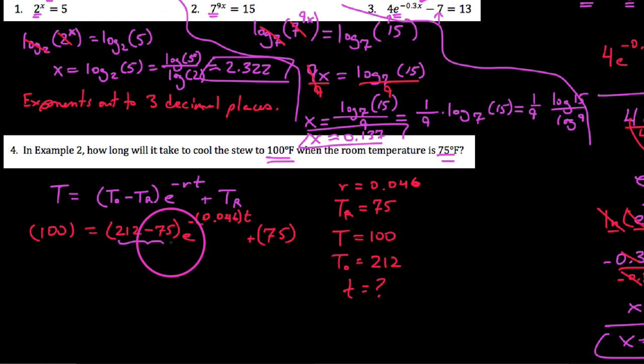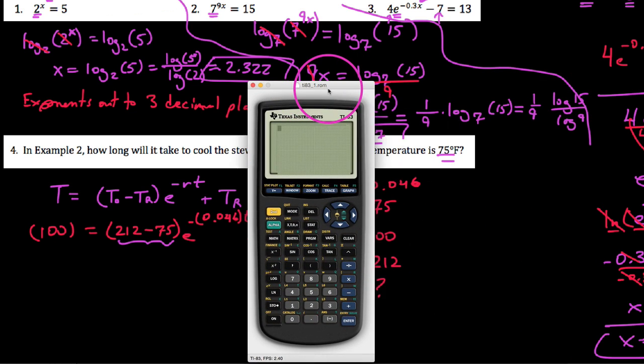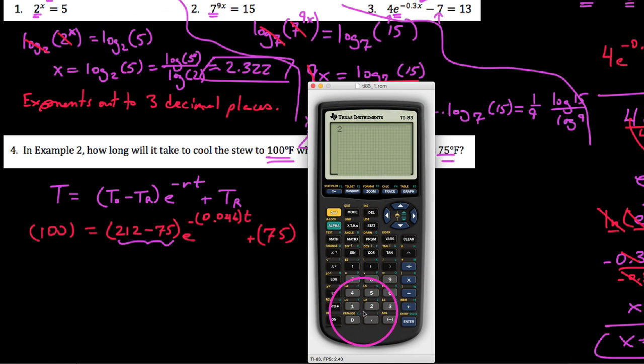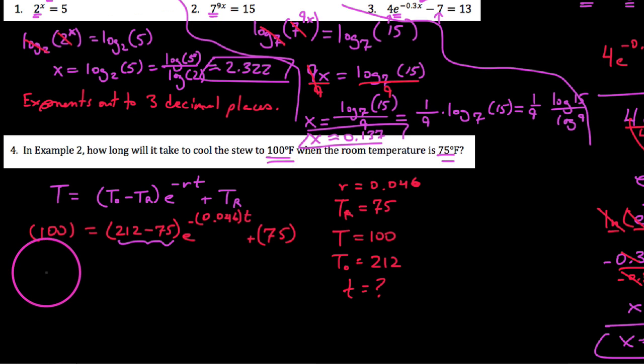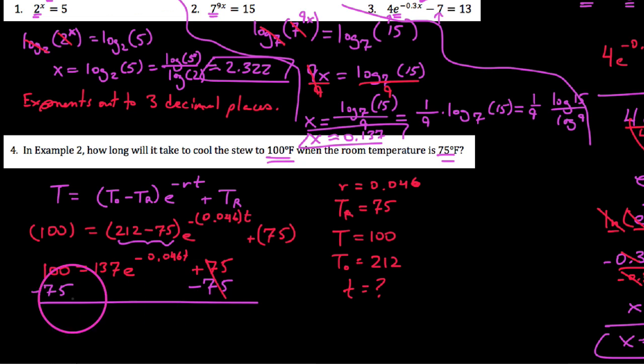So simplifying this part first here, let's get our calculators. We'd say 212 minus 75. It's equal to 137. So we have 100 is 137 e to the negative 0.046 t plus 75. So now to solve this, we're going to clear everything out of the way of our base. We want to isolate the base. So we would say that 25 is equal to 137 e to the negative 0.046 t.